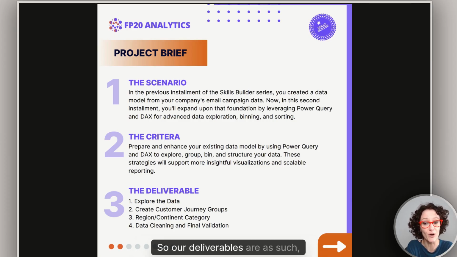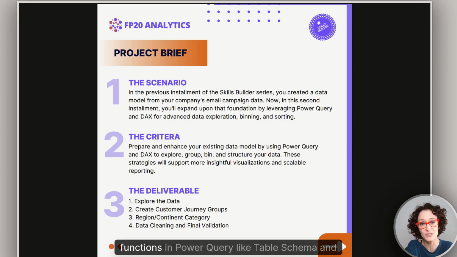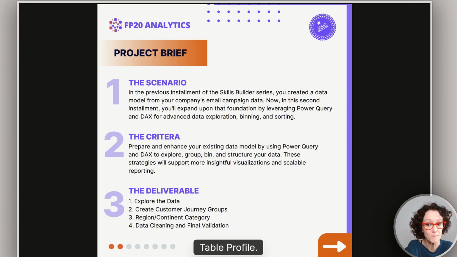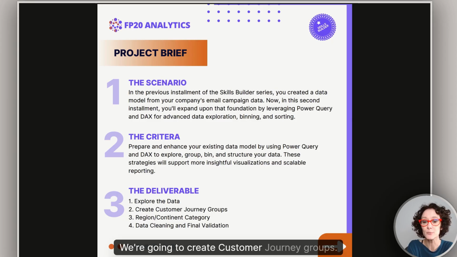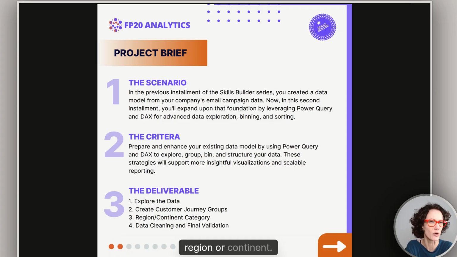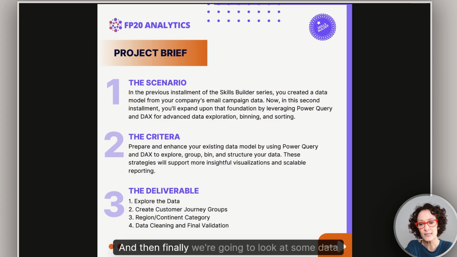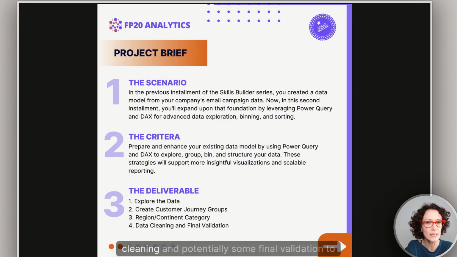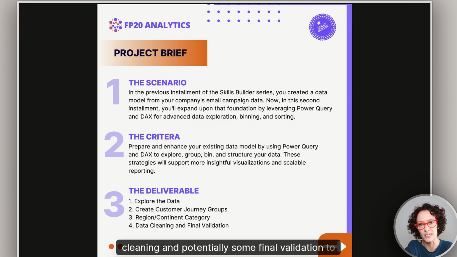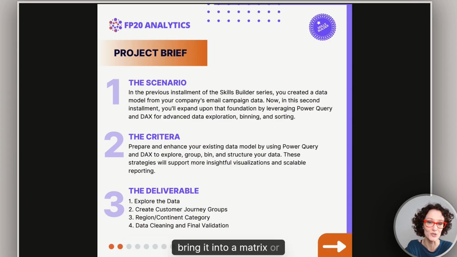So our deliverables are as such. We're going to explore the data and use some functions in Power Query like table.schema and table.profile. We're going to create customer journey groups. We're also going to look at creating a group for region or continent. And then finally, we're going to look at some data cleaning and potentially some final validation to see what this all looks like once we start to bring it into a matrix or a bar chart.